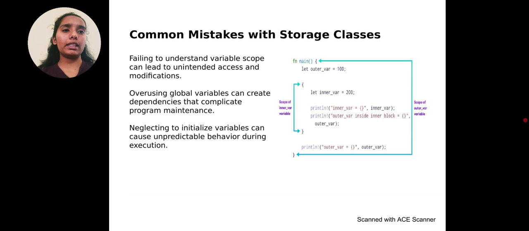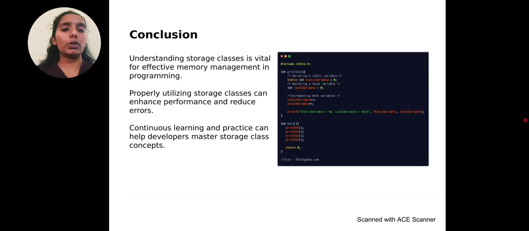And the common mistakes in storage classes are: failing to understand variable scope can lead to unintended access and modifications. Overusing global variables can create dependencies that complicate program maintenance. Neglecting to initialize variables can cause unpredictable behavior during execution, and you can see the errors and the mistakes which we make in the storage classes part in the picture over there.